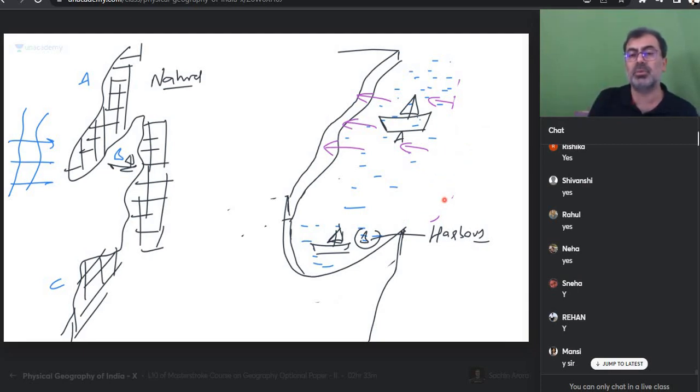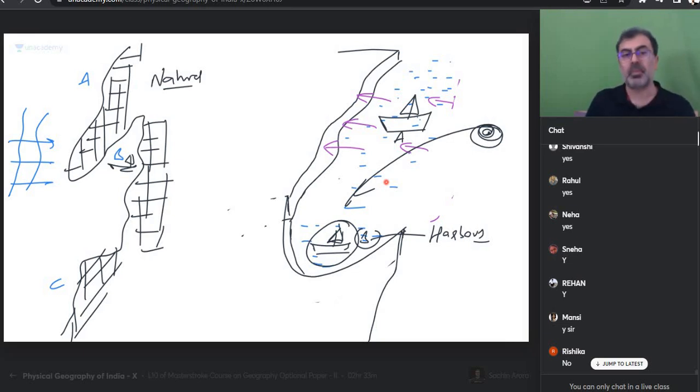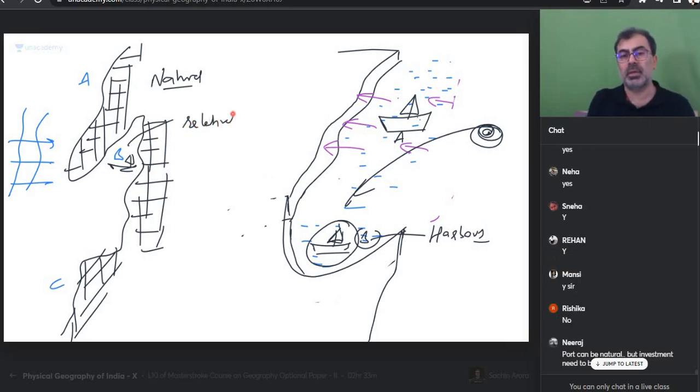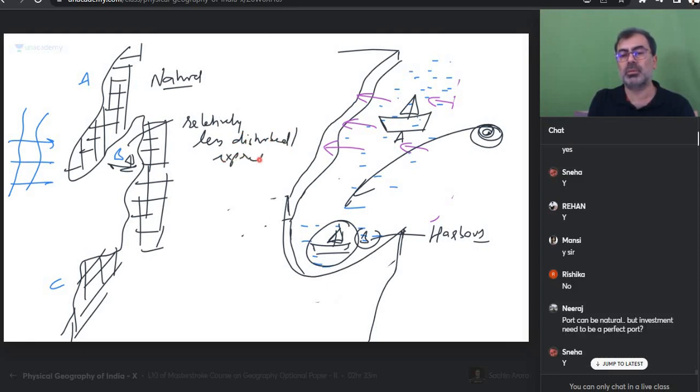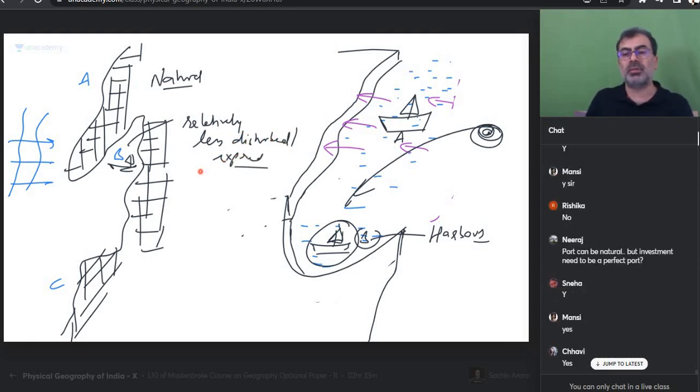Harbor is a safe place जहाँ पर ship हो सकता है. Natural nature से बचाएगा. But is it safe? 100%? भाई 100% तो कुछ safe नहीं. अगर साइक्लोन ने आके मारना है, साइक्लोन ऐसे भी मार दे, चुन के मारे. But can I say relatively safe? Relatively less disturbed or exposed. So port can be natural, but investment need to be perfect.